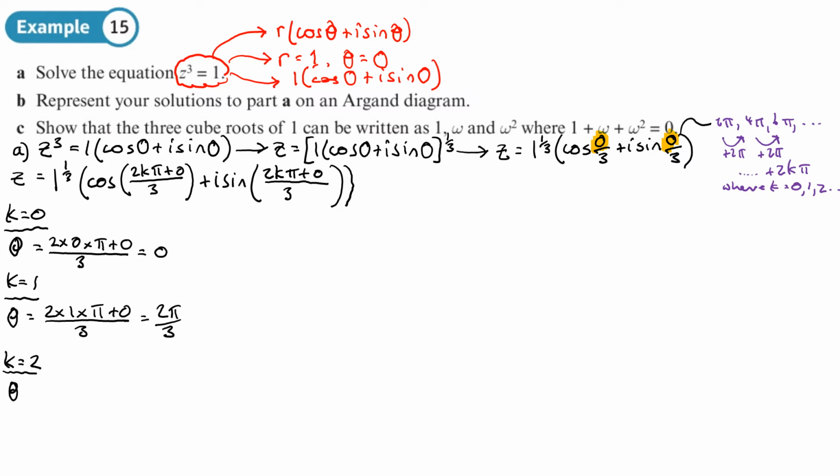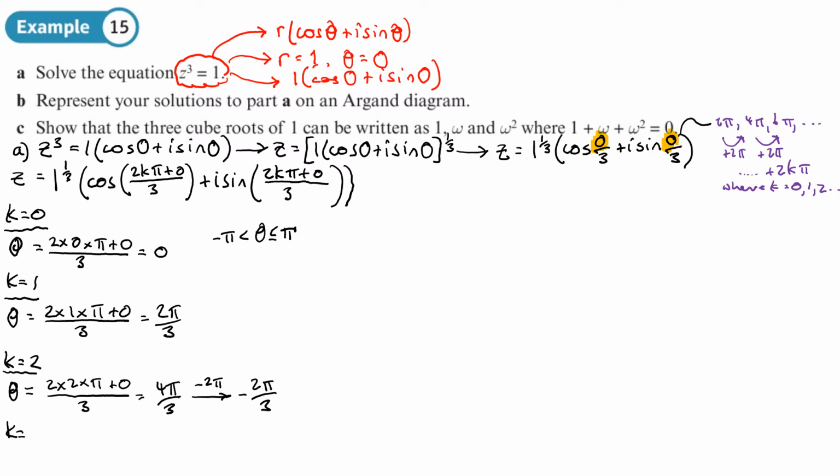Okay, our next argument, k will be 2. That gives you 4 pi over 3. Now remember, our argument must be between pi and negative pi. So I need to take 2 pi away from this to work out what the argument is in the correct range. So it's equivalent to negative 2 pi over 3.